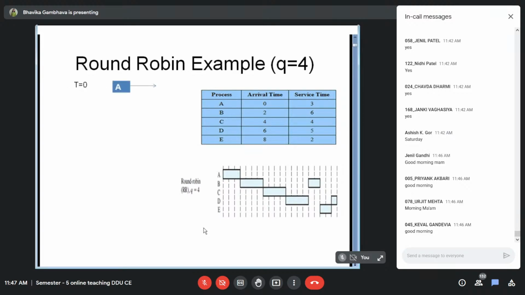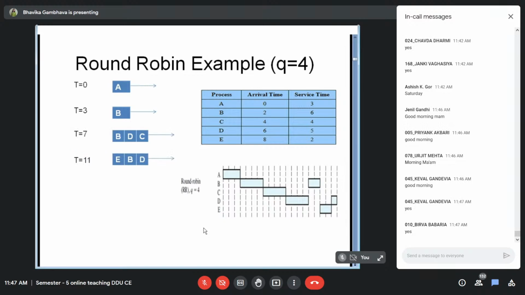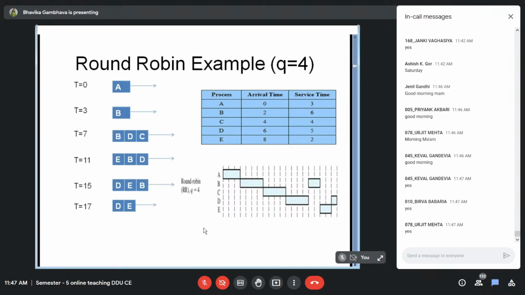We have done this example. Do you remember this? So please keep it with you. What have we done here?